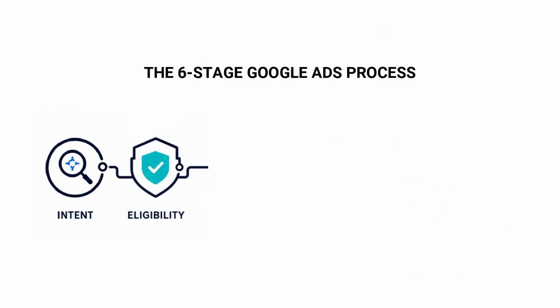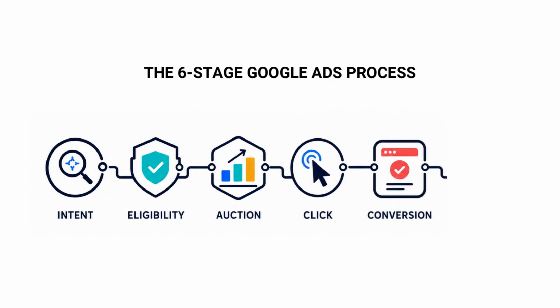The 6 stages are: number 1, intent; number 2, eligibility; number 3, auction; and then clicks, conversion, and feedback. I'm going to go over each one by one. Stage 1. The potential customer expresses intent.